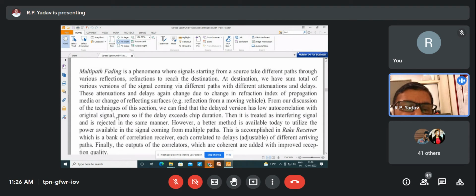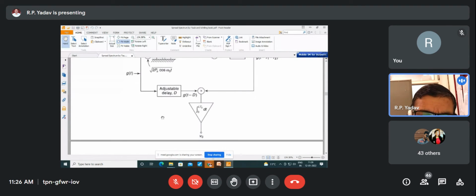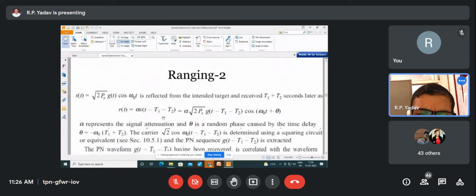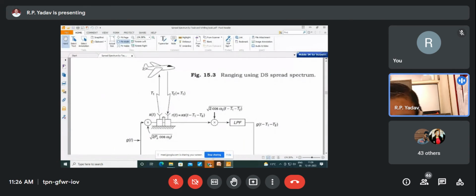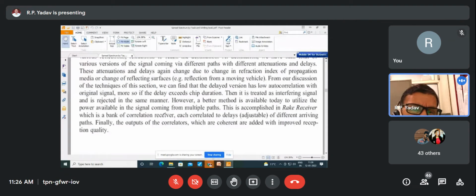This is called the rake receiver. Very good. This, which is a bank of correlation receivers, is correlated to adjustable delays of the different arriving paths. Finally, the outputs of the correlators, which are coherent, are added with improved reception quality. So look at the technology, how technology has enabled this rake receiver. What is a rake receiver?